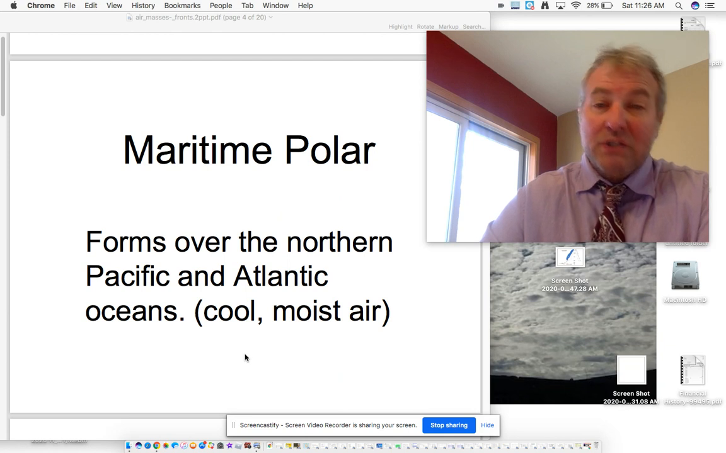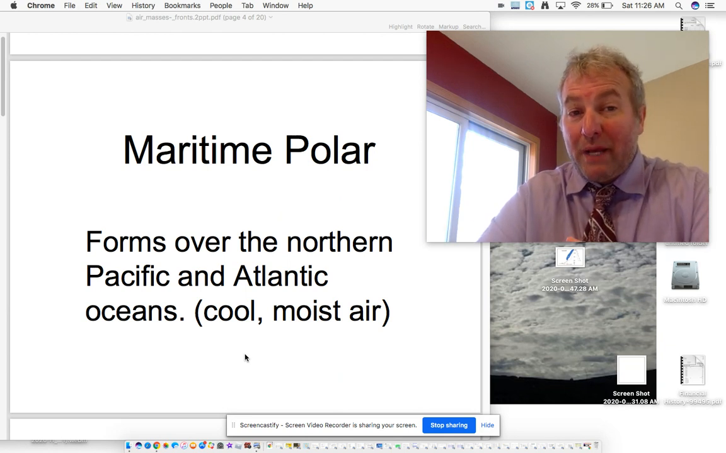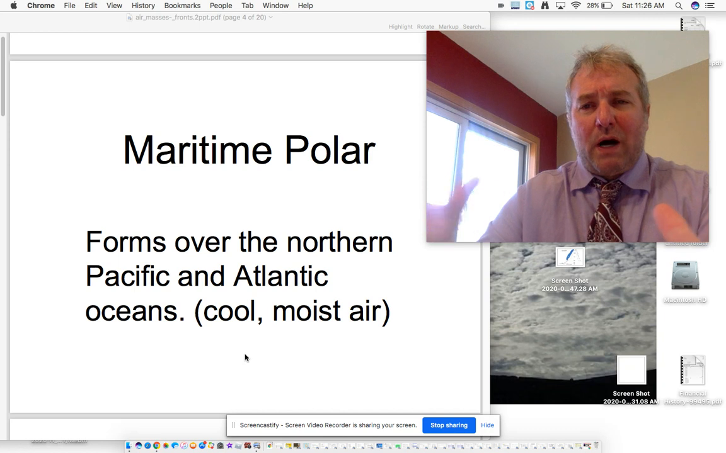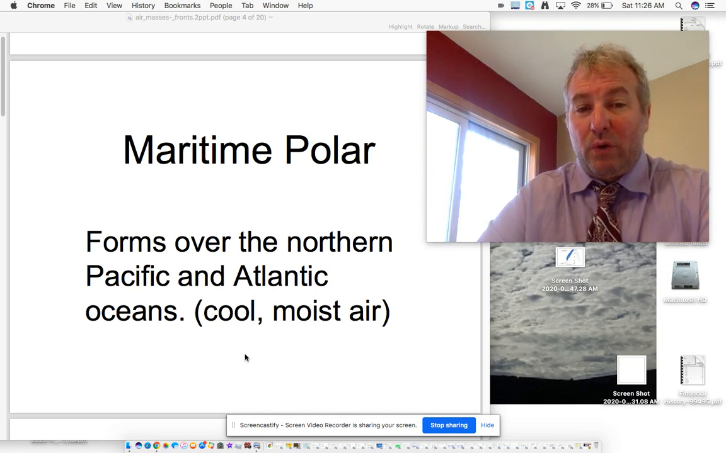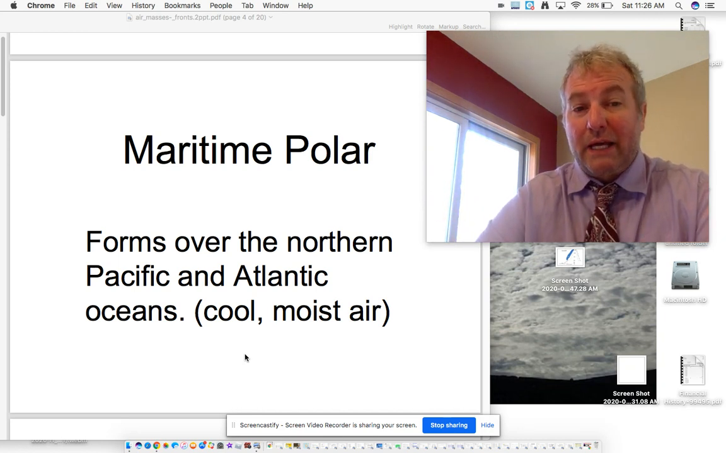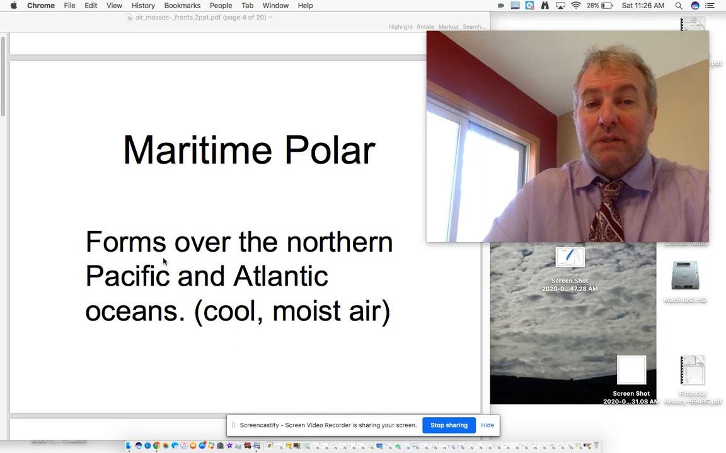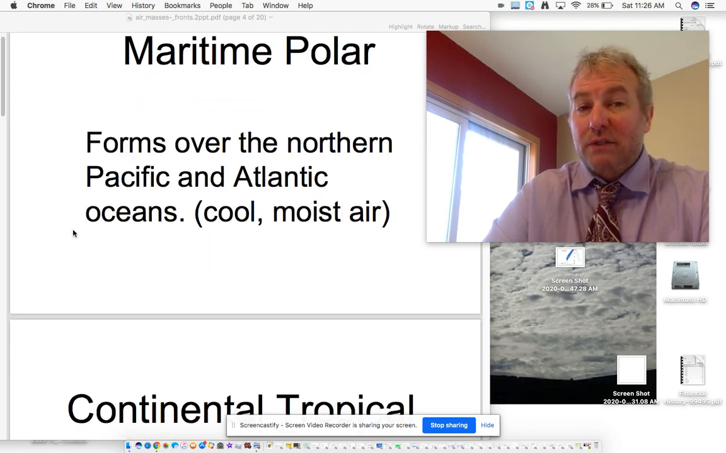Another type of air mass is a maritime polar air mass. If it forms over the water someplace to the north, the northern Pacific or northern Atlantic Ocean, the air takes on cold and moist conditions, and it creates a maritime polar air mass.